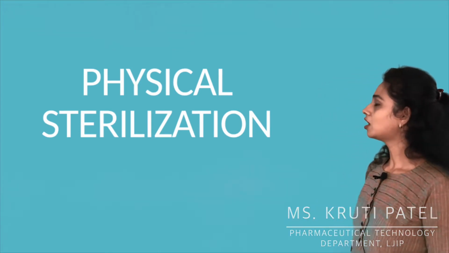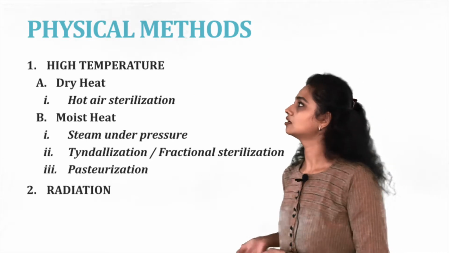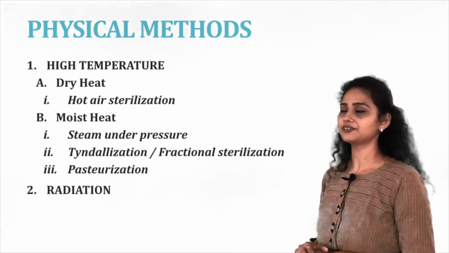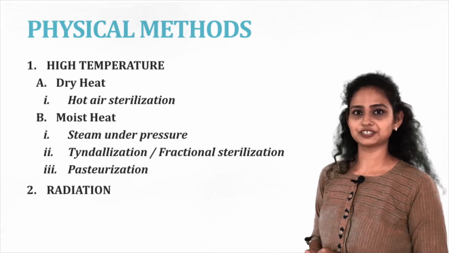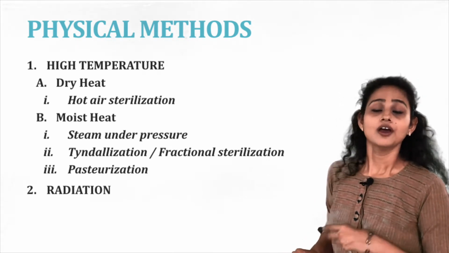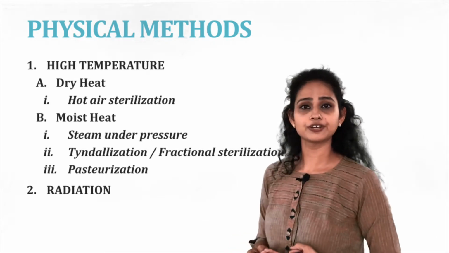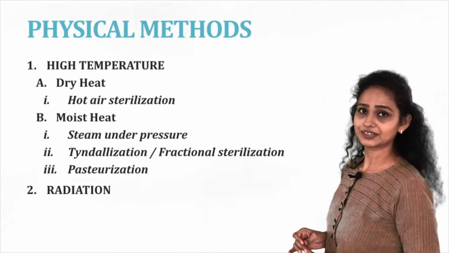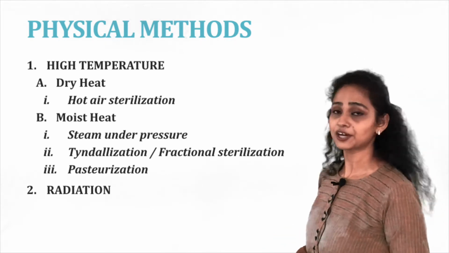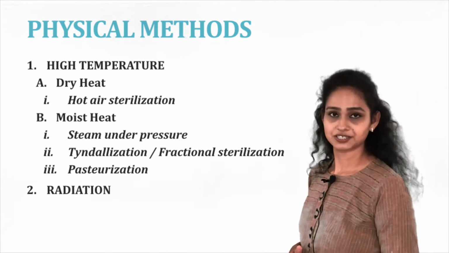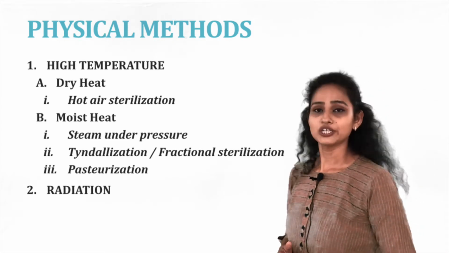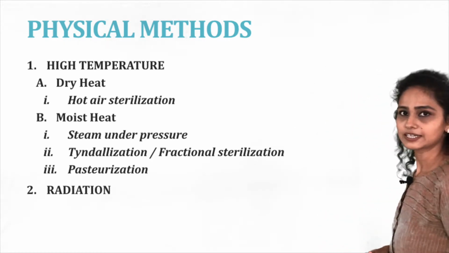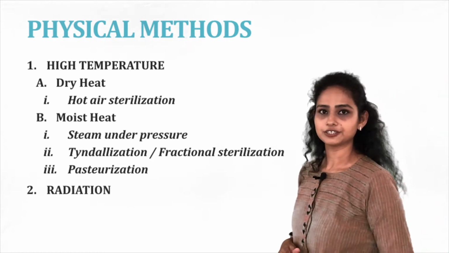So, quickly revising what methods are included in physical sterilization. First is heat sterilization. In heat sterilization or high temperature, we have two different categories. First is dry heat sterilization, second is moist heat sterilization. In dry heat sterilization, we are going to learn about hot air sterilization. Then in moist heat sterilization, we are going to learn about steam under pressure, tyndallization and pasteurization.